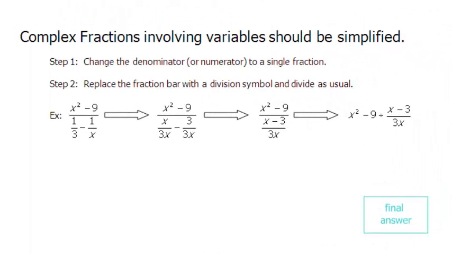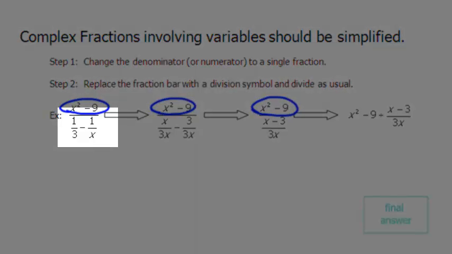The steps, as you can see, are to change the denominator or numerator to a single fraction, and step 2, replace the fraction bar with the division symbol to divide as usual. So if we look at the example shown, what we've done here is we've kind of left the numerator alone. The x² minus 9 pretty much stays in its position because that's not complex at this moment.